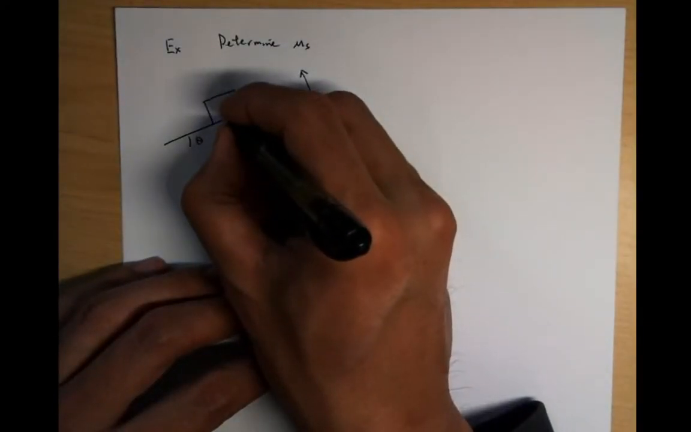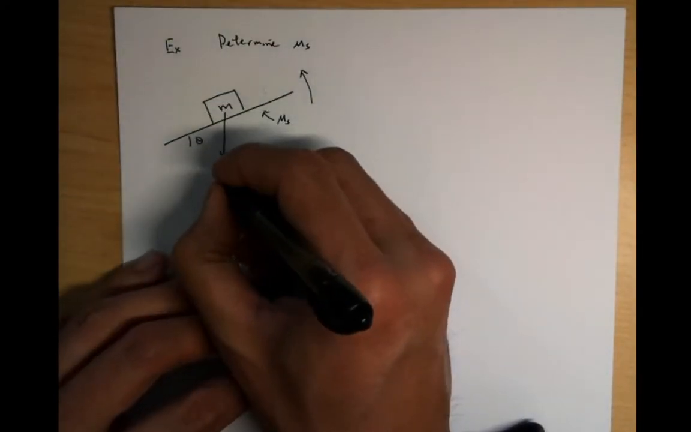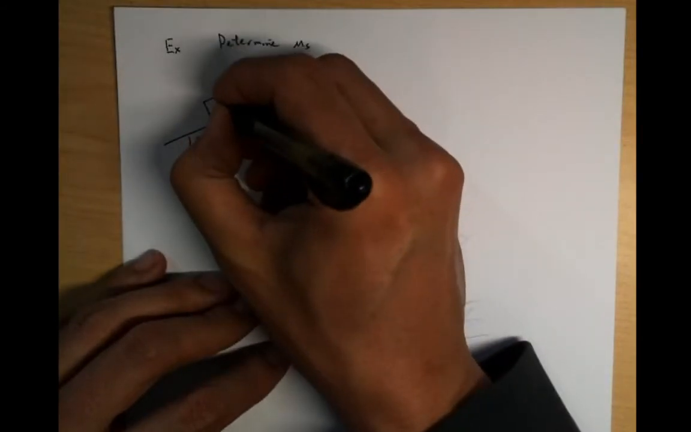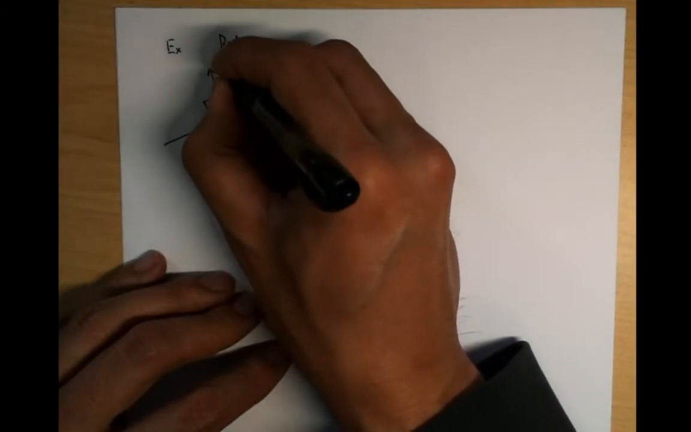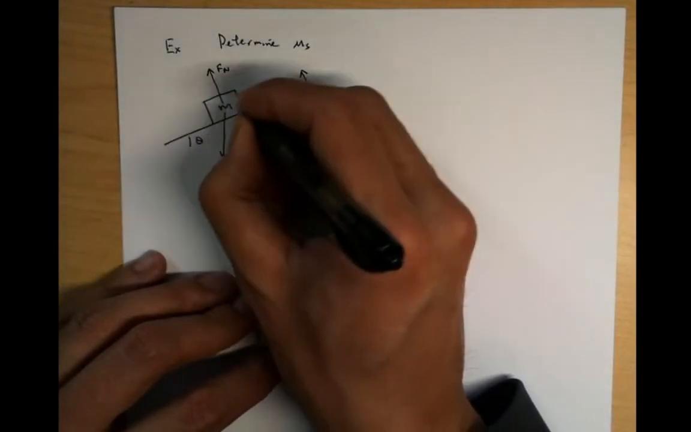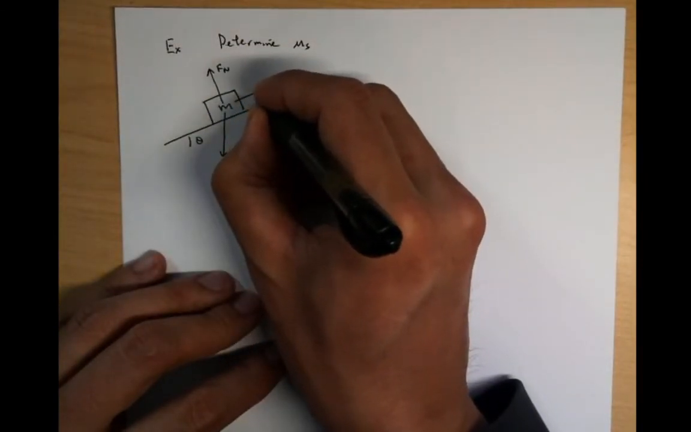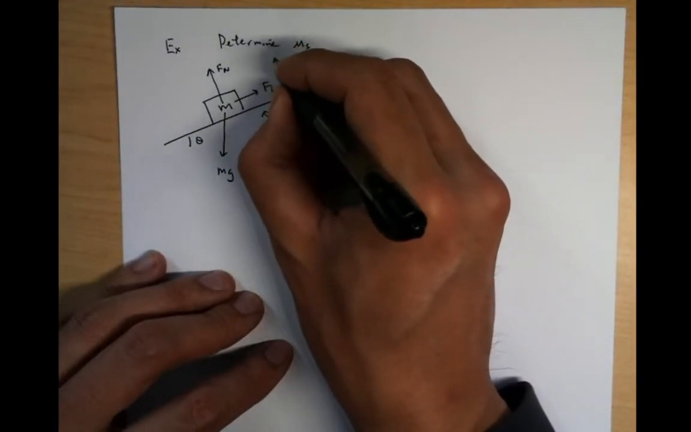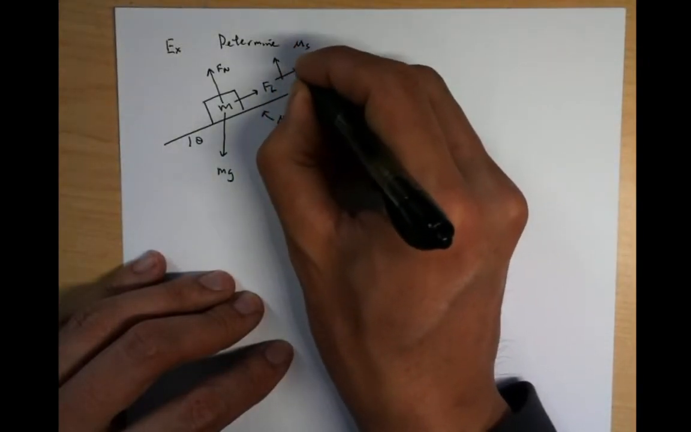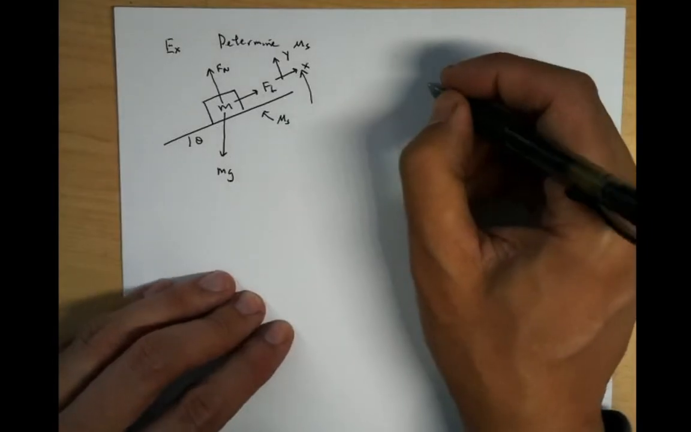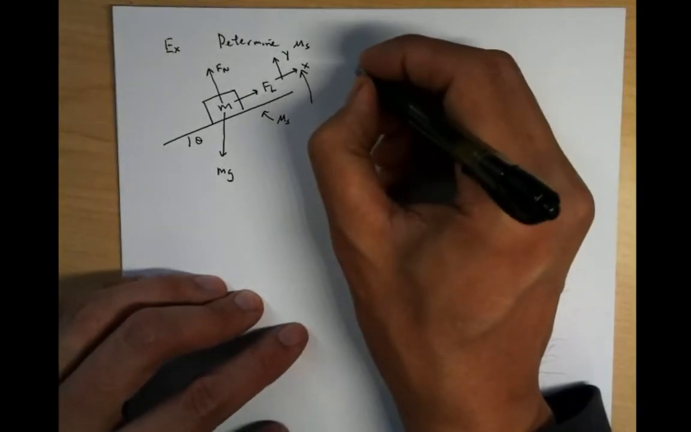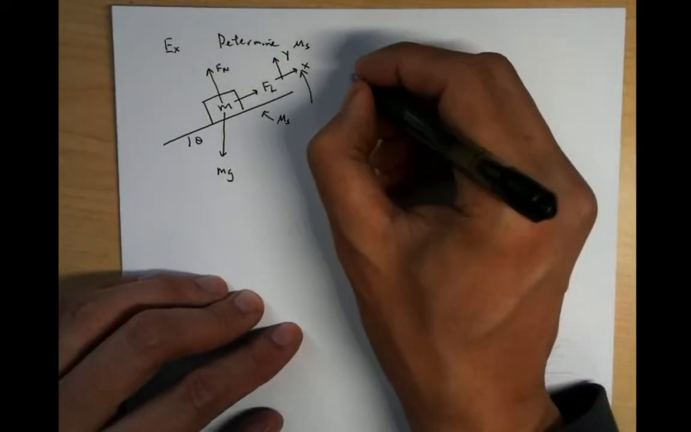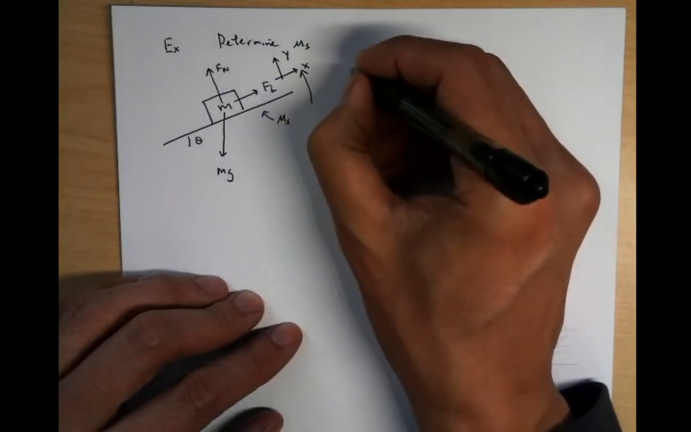Let's draw the forces in here. This is the force of gravity, mg. This is the normal force, F_n. You can clearly see this thing wants to slide downward, so we can immediately draw F_f in this direction. And let's give this an axis here. That's x and that's y. In that case, I know that it's not moving.